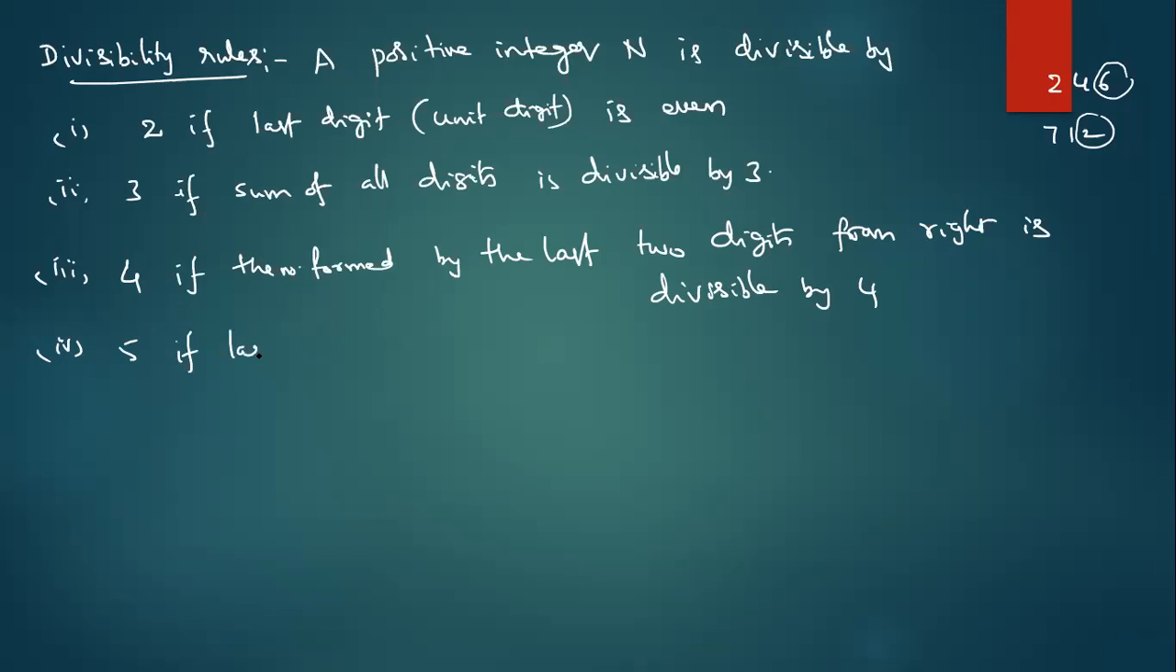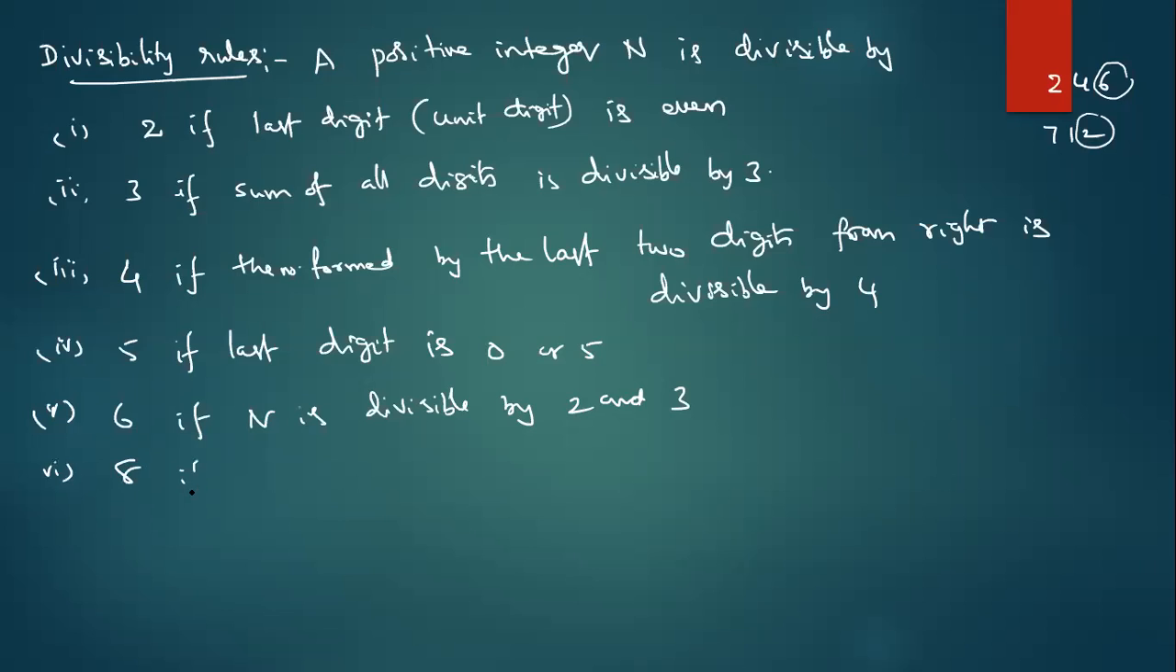What about 5? Anyone? Last digit is either 0 or 5. Beautiful, either 0 or 5, that's all. 5. What about 6? It should be divisible by 2 and 3. Beautiful. Divisible by 2 and 3, not 2 or 3. Okay.